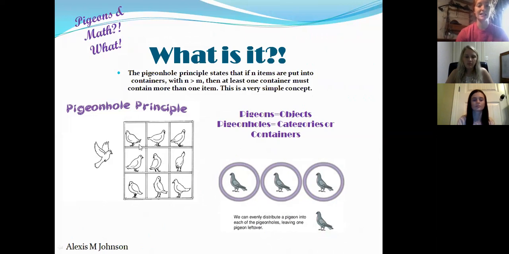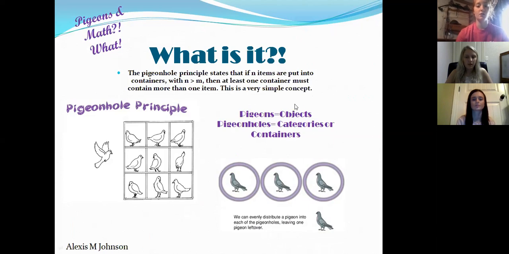So there's 10 pigeons right here at the left, and there's one that is still left that needs to go into a pigeonhole. Well, there's only 9 pigeonholes. So no matter what, there's always going to be more than one pigeon in one of these pigeonholes. There's no way around it, no matter how you organize them. And in the other one, there's 4 pigeons, and you can evenly distribute 3 of the pigeons, but the 4th one would have to go into a pigeonhole with another.